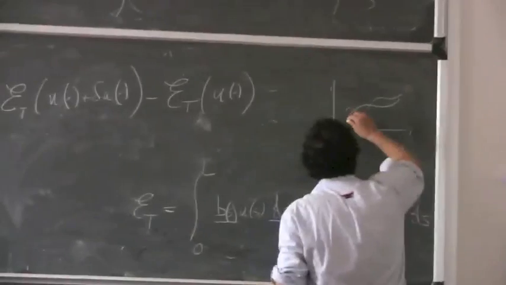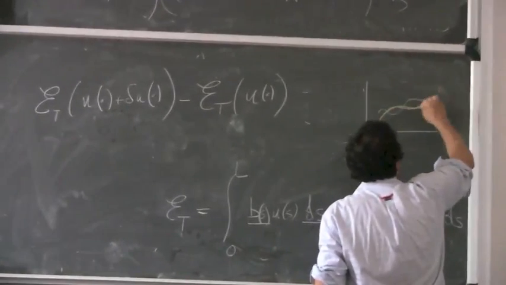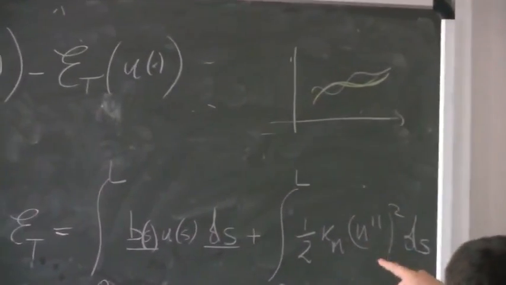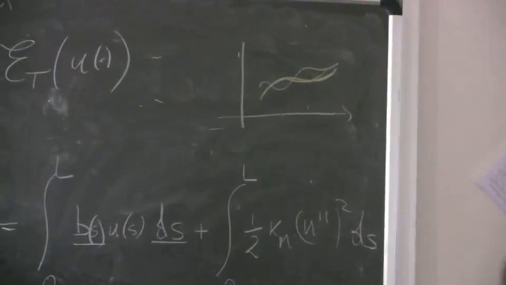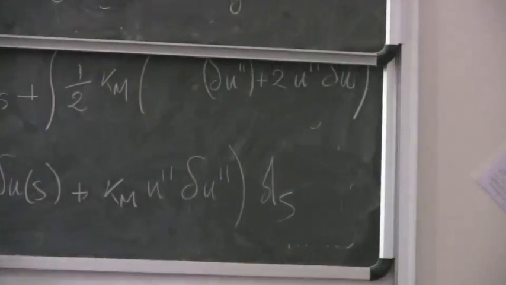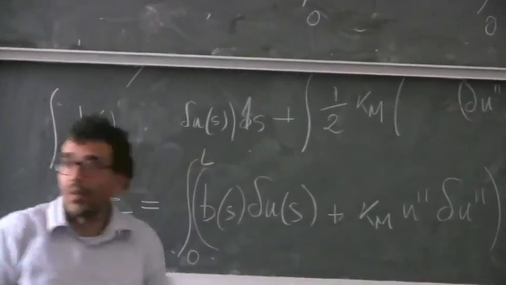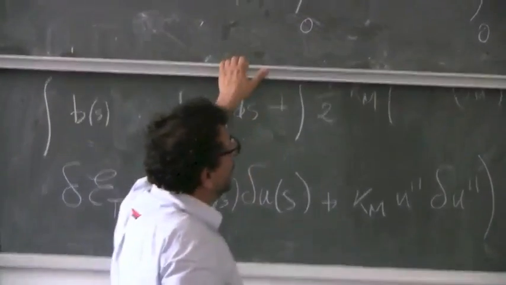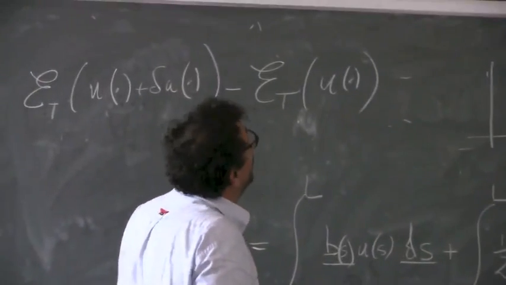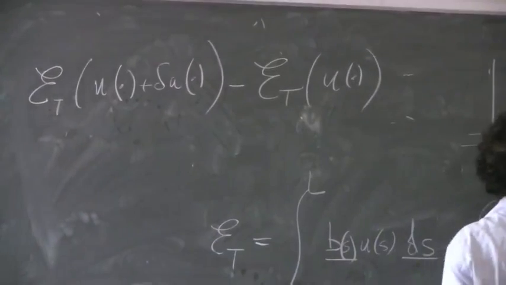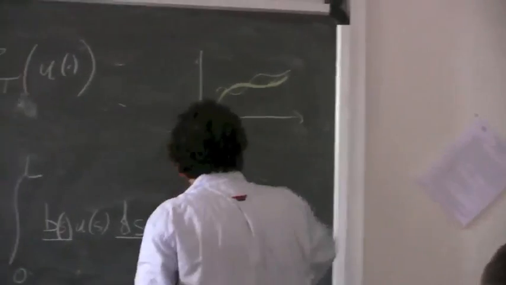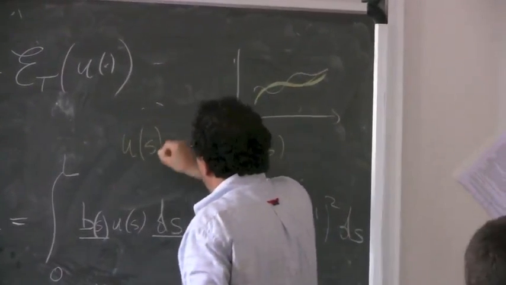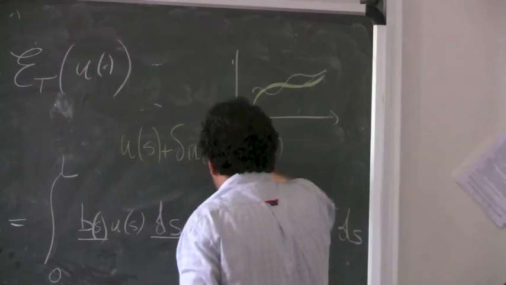This is u s. Zero. Okay. So let us go back. We have u s, and then you have u s plus delta u s.